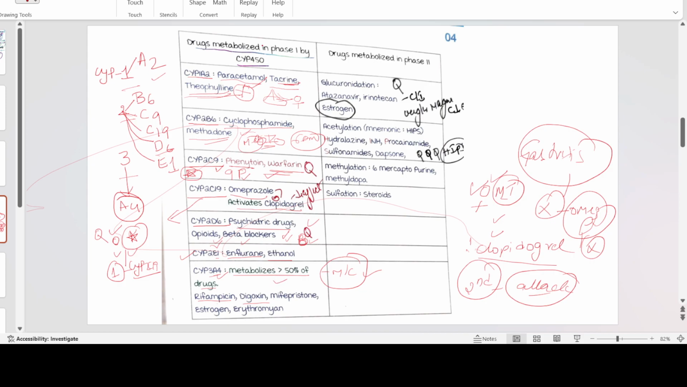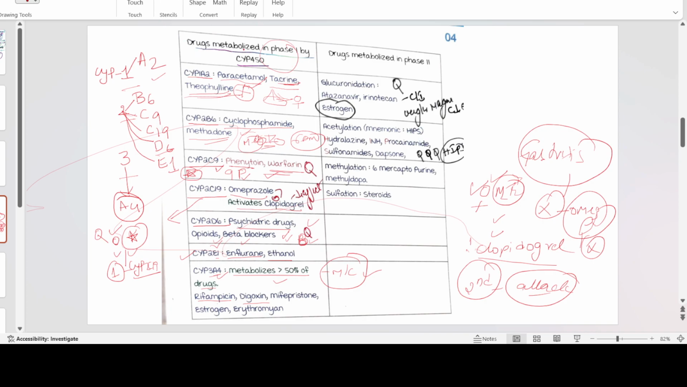That's all about phase one here. Now we need to understand what actually happens in phase two.